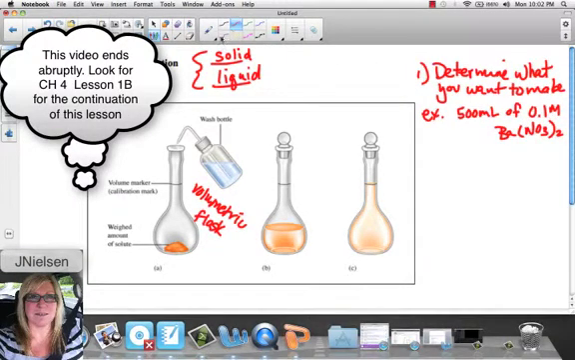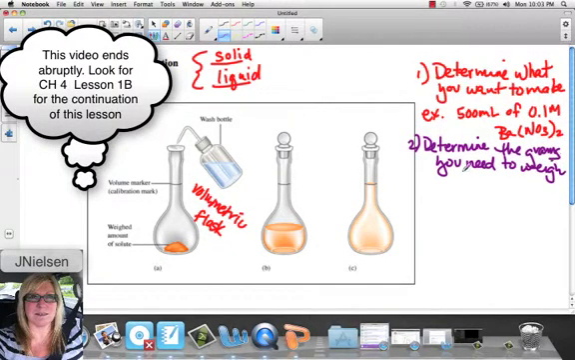Okay. Second step. You want to determine the grams you need to weigh out. So in this case, we can use molarity equals moles over liters, and you can use moles equals given mass over GFM. But I'm going to just do what I need to do.